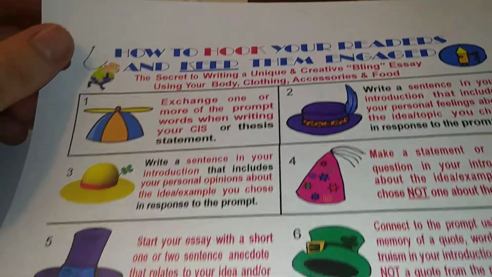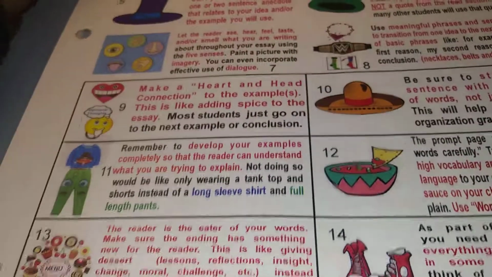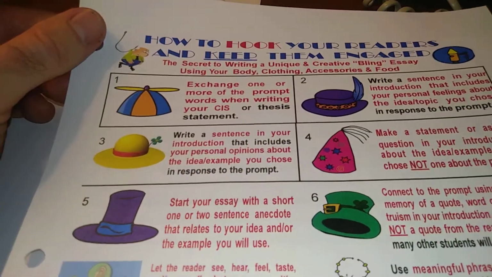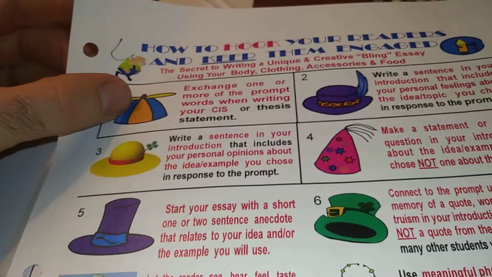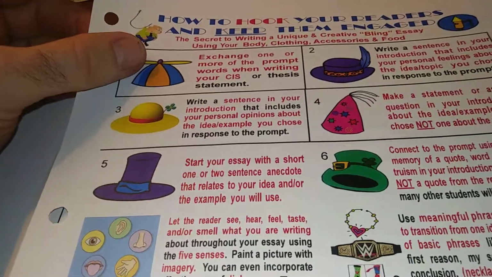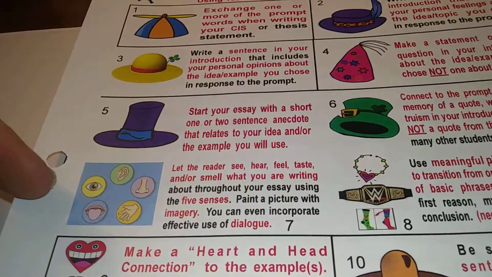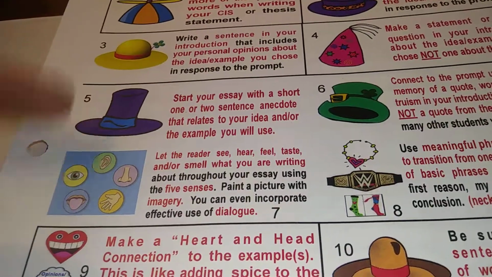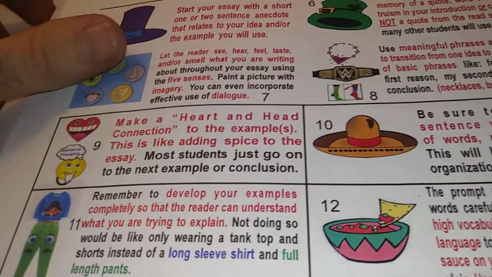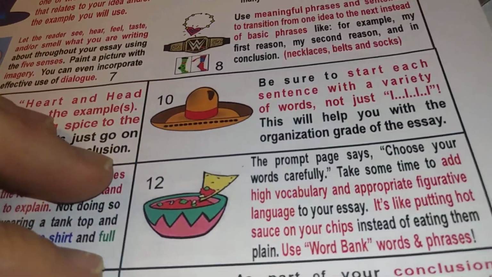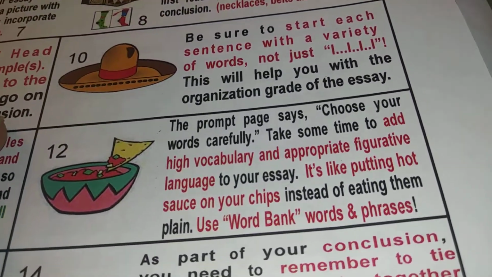So as you see here, I have numbers 1 through 14, and there's lots of different things that you can do. I always consider the hat and the hair the hook. So these first 6 have hats. You're going to be seeing them on the next page. Number 7 is using the senses, and we're gonna use possibly number 12, figurative language.